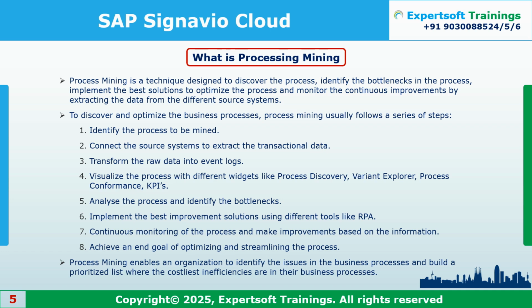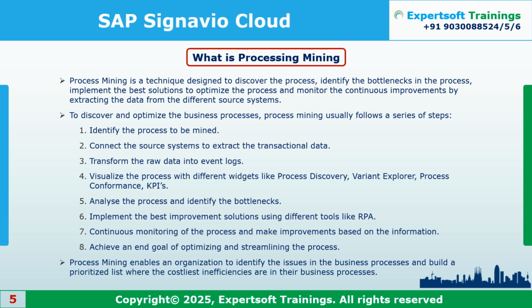So when we talk about identifying the process, identifying the bottlenecks, taking the best improvement solutions and monitoring the process, how can they do this, right? To do all these things, they need to follow a series of steps. What are those? First, you need to identify a process, which process you want to mine.